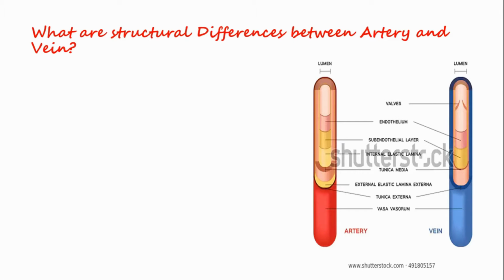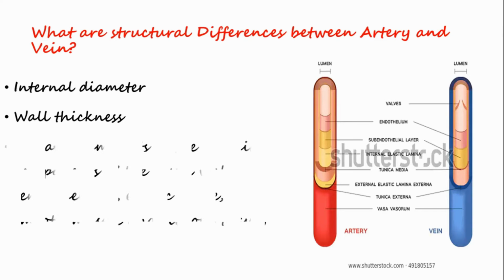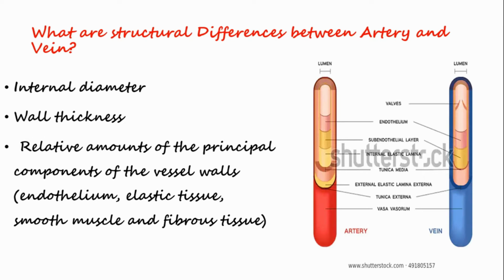What are structural differences between artery and vein? They differ in the internal diameter, the wall thickness, the relative amounts of the principal components of the vessel walls, endothelium, elastic tissue, smooth muscle, and fibrous tissue.